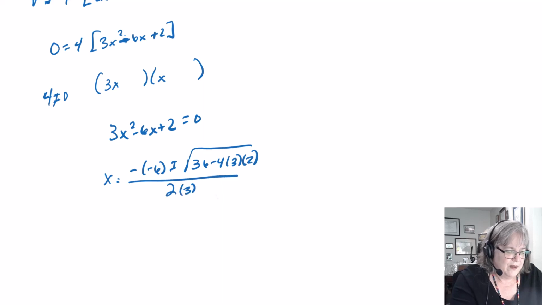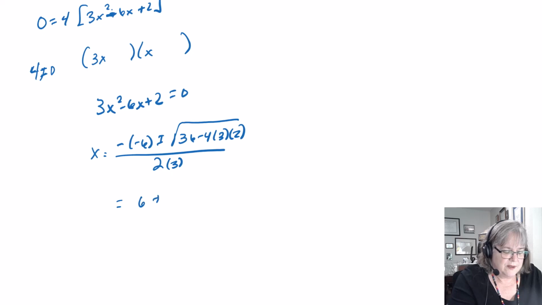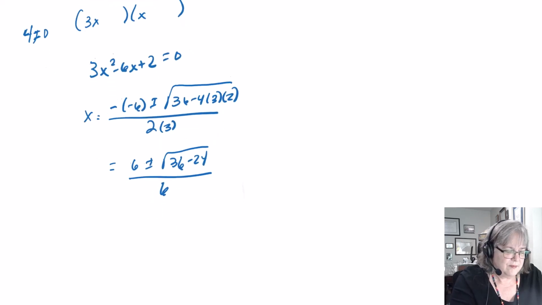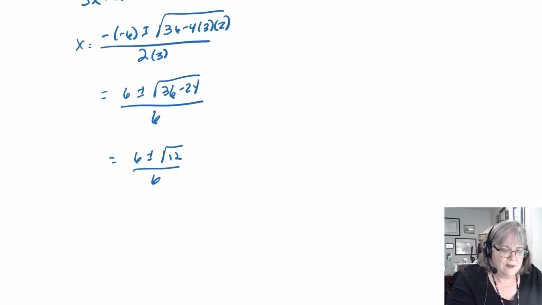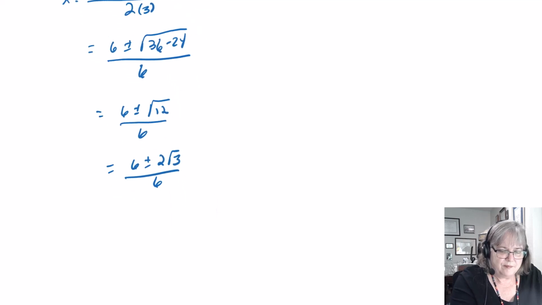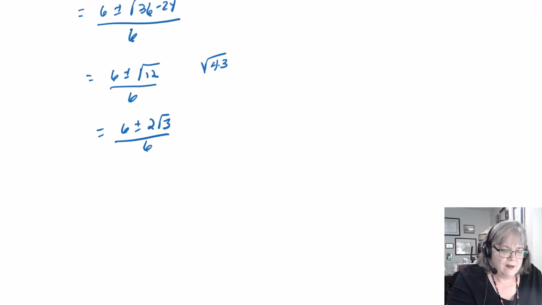All right. So this turns out to be 6 plus or minus the square root of 36 minus 24, over 6. So it's 6 plus or minus the square root of 12, over 6. That's 6 plus or minus 2 square roots of 3, because 4 is in there, right? 4 times 3 is what we're cleaning up. And we can cancel out a 2.